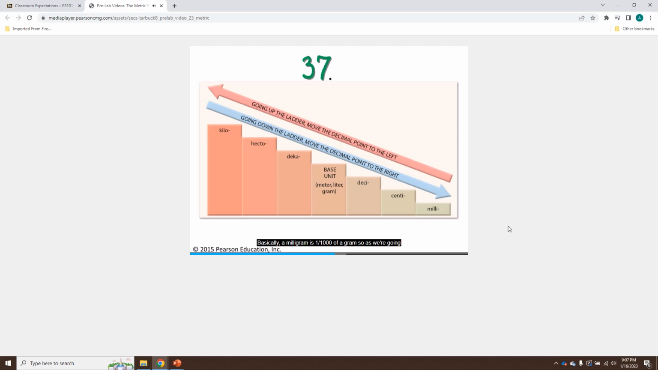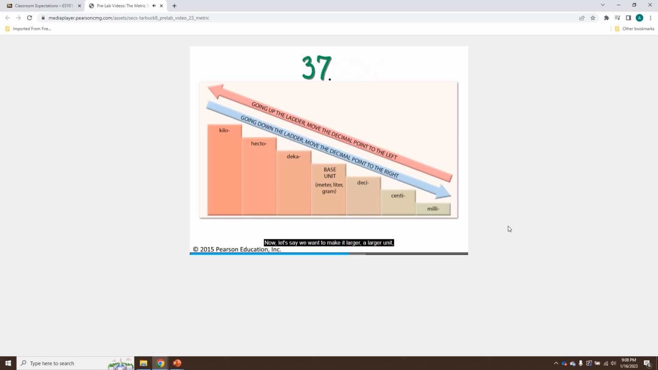Basically, a milligram is 1/1000th of a gram. So as we're going down towards a smaller unit on this ladder, we want to move the decimal place over to the right. Milli means 1/1,000. There's 3 zeros on 1,000, so we move the decimal place over by 3 spaces, like this. 1, 2, 3. All right? And then we add in zeros to match. So 37 grams is the same as 37,000 milligrams.